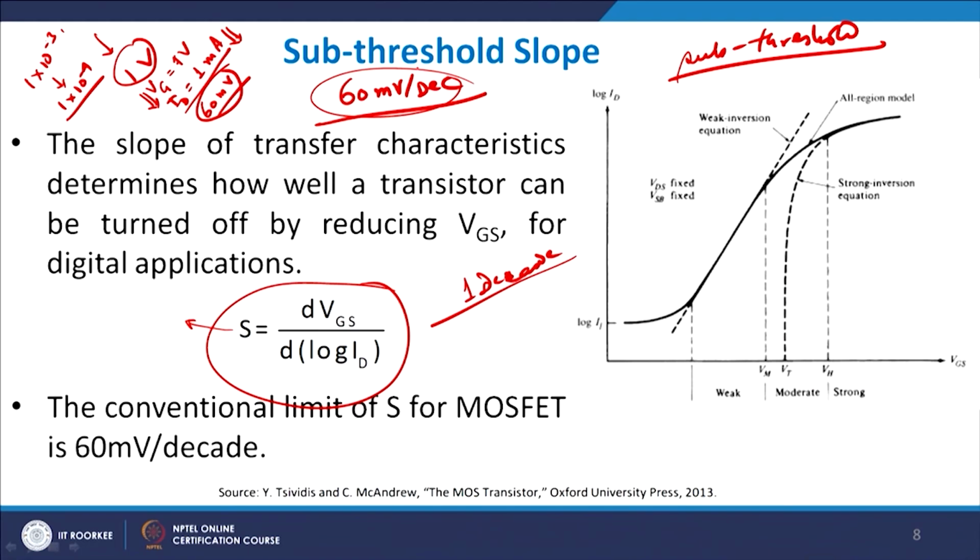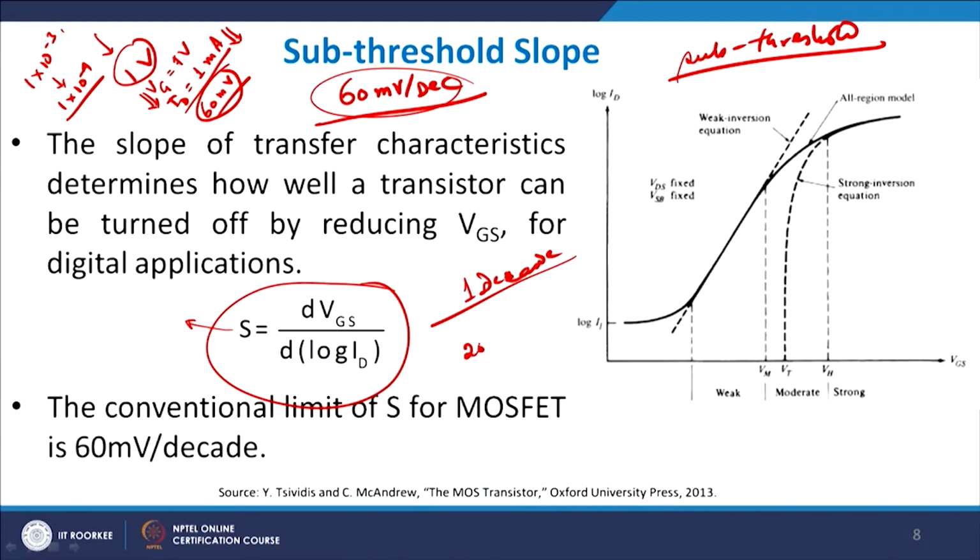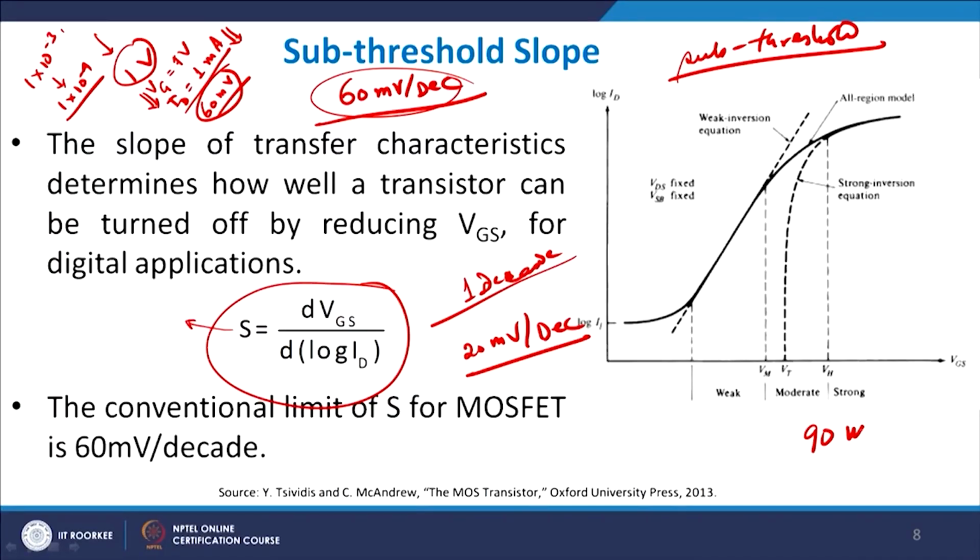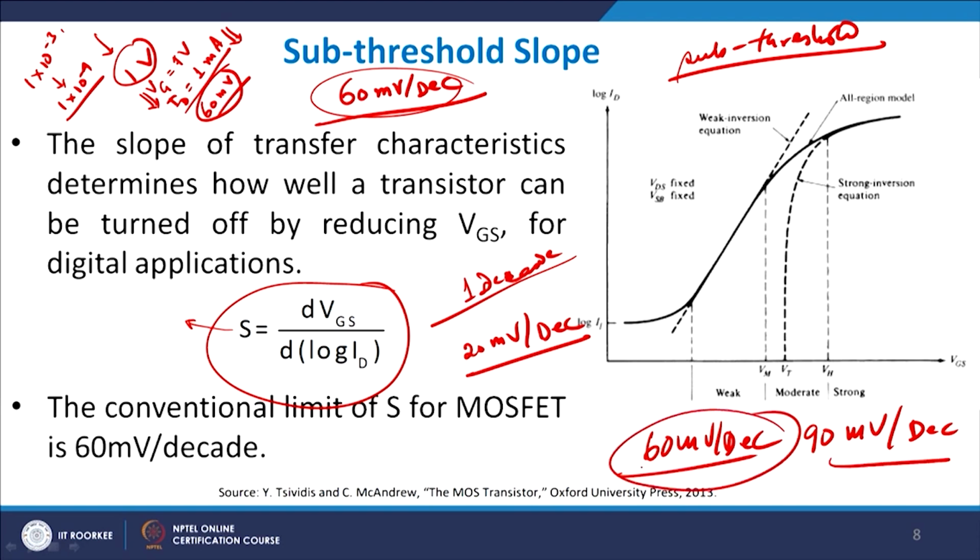Smaller the value, faster is your change. I hope you understand. Let us suppose I have a device which gives me 20 millivolt per decade. It means that I only have to apply a 20 millivolt gate voltage change for a 1 decade drop. So, switching is faster. Lower the value, faster the switching. So, if I have a design with 60 millivolt per decade and another with 90 millivolt per decade, then 60 millivolt per decade has a much faster switching from on to off and off to on as compared to 90 millivolt per decade.